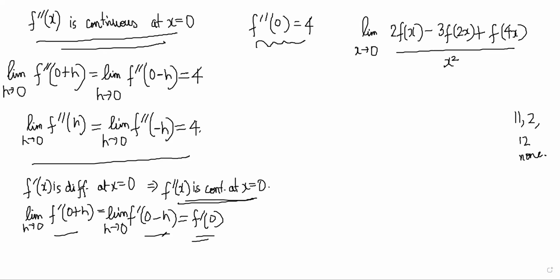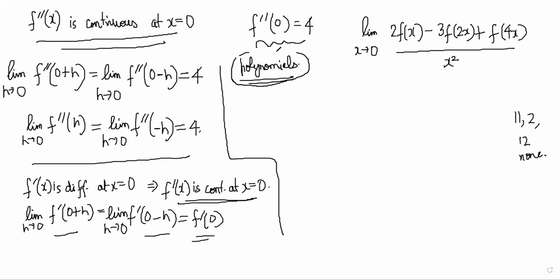f dash x is continuous will mean fx is differentiable. So fx is differentiable means fx is also continuous. Basically, we can say that fx is continuous, f dash x is continuous, and finally f double dash x is also continuous, and the double derivative is 4. So what kind of functions do you generally find where f dash, f double dash, all of them are continuous? You can think of polynomials, and also sine and cosine type of functions, which are continuous everywhere.